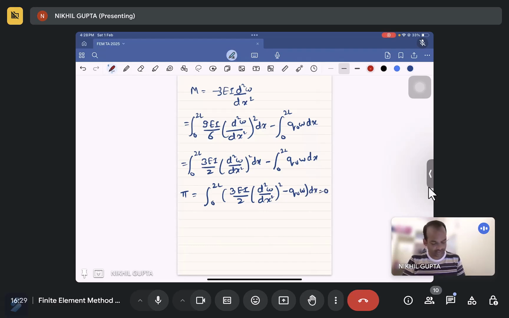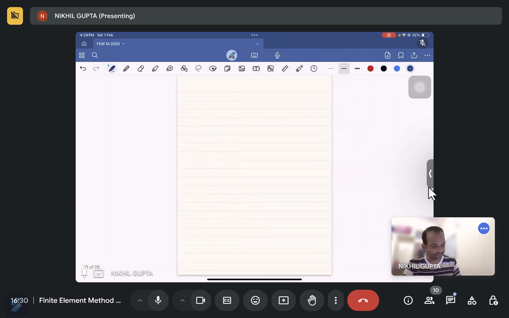Like in the previous question I told you that this part is the functional. So here what is the functional? The functional is a function of x, w and w dash. We can observe here there is no dw by dx, so it is not a function of dw by dx, but it is a function of x, w and w double dash. Now we can use the Euler-Lagrange equation.